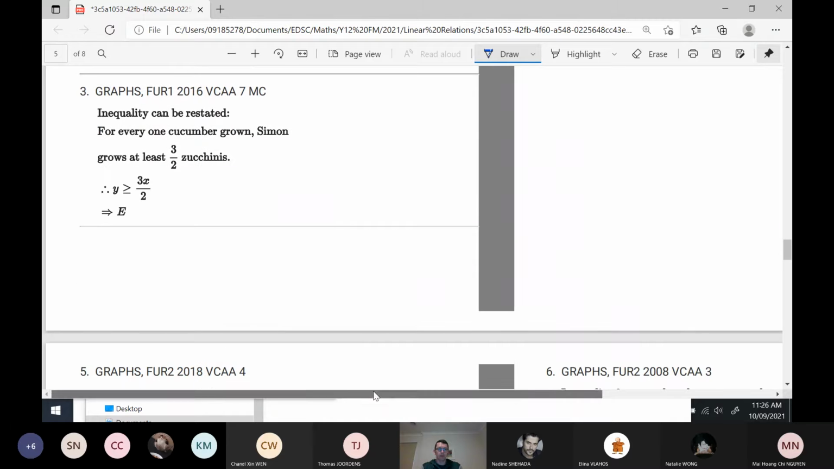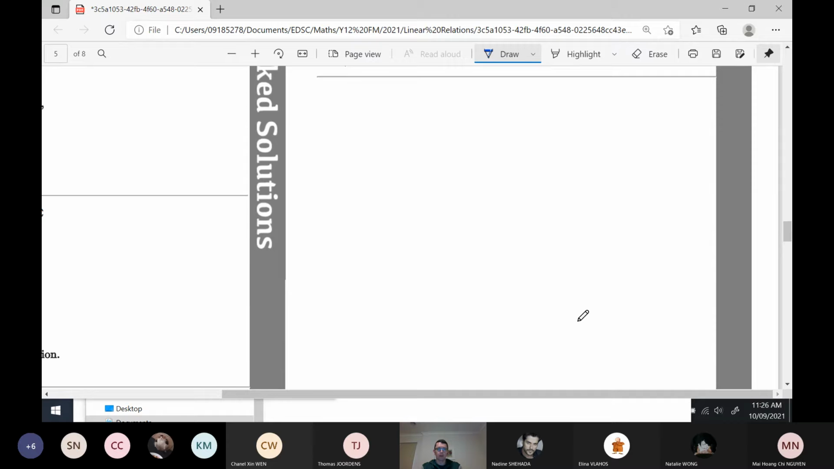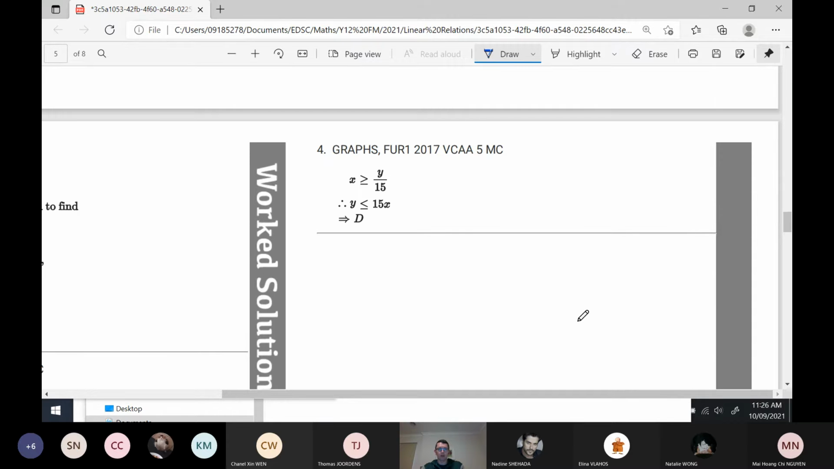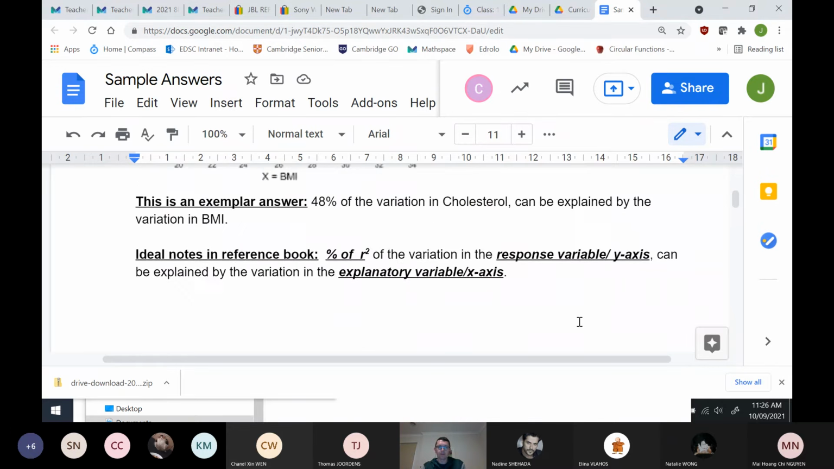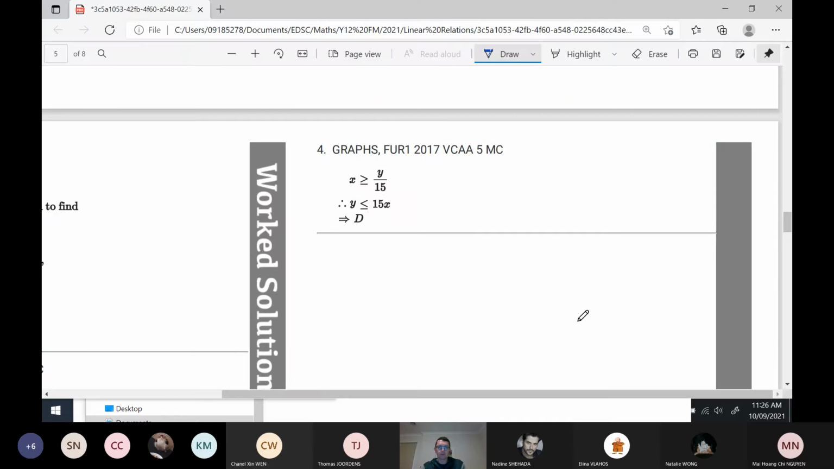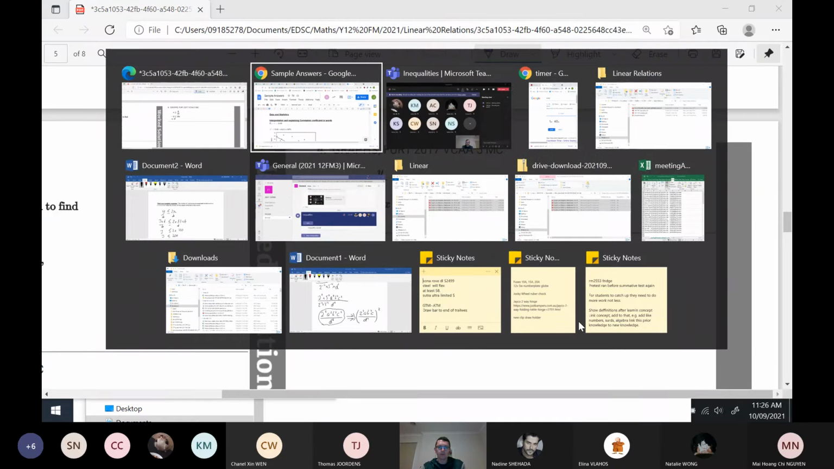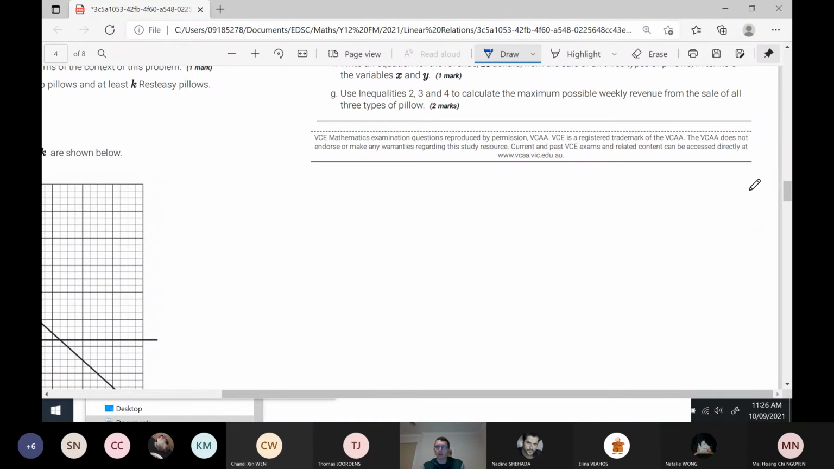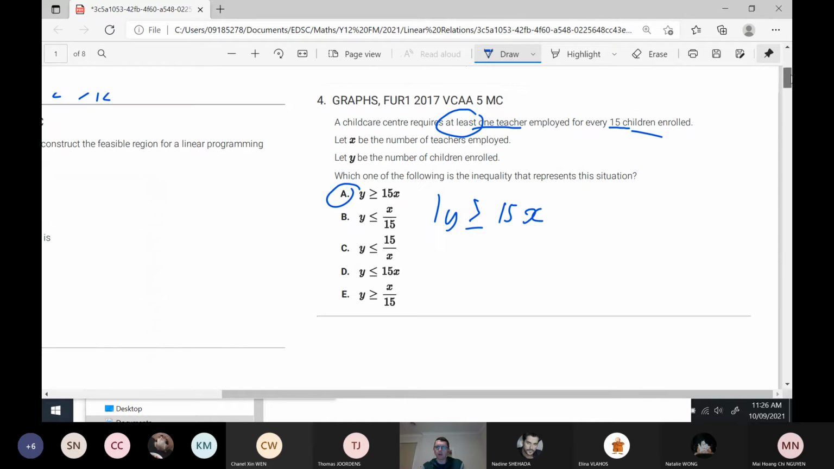3, 4 will be up here. D, I got that wrong. What did I do? All right, gotta scroll up. Let's see, what did I do wrong there? One teacher. All that stuff up there. A childcare centre requires at least one teacher for every 15 children enrolled.